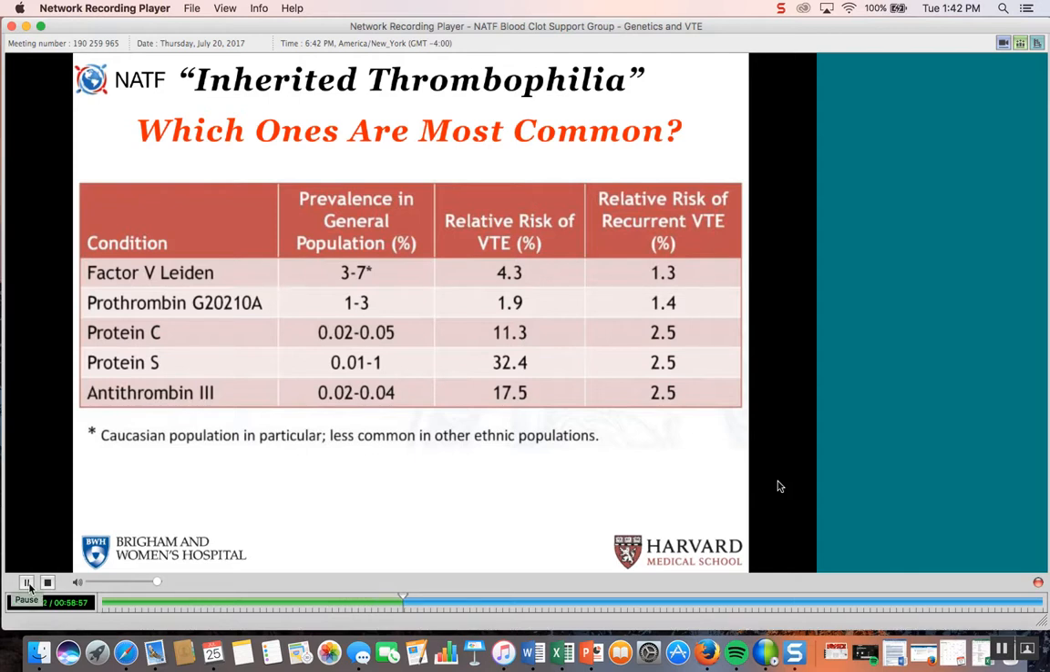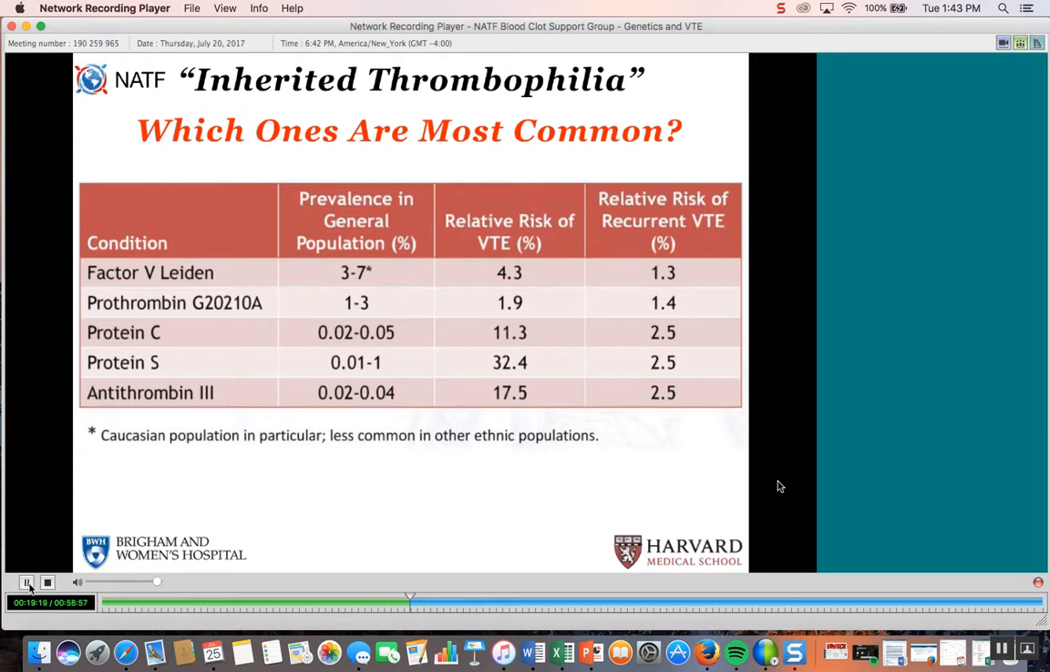And because of historical reasons, this is the most well known, but also the most common. And as you see in the column on the center left, about 3 to 7% of the population have it. But again, it's mostly in Caucasians. It's not as common in other populations. Let's say in African Americans, it's about 1%.